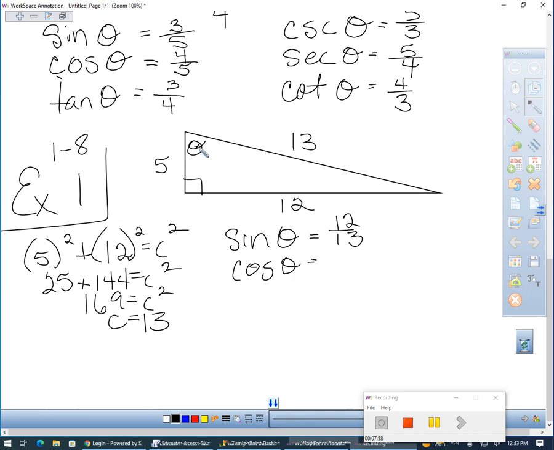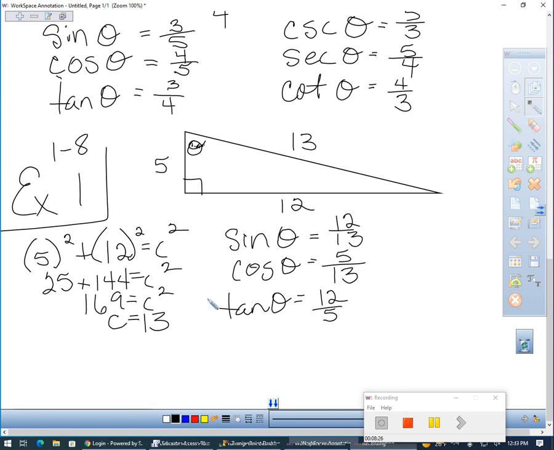Where your theta is, yep. So I am always putting, you'll notice I'm putting my little marker right on the angle we're talking about, okay? So cosine of theta, the adjacent side to that is 5 over your hypotenuse of 13. Tangent from theta is opposite over adjacent, or 12 over 5.